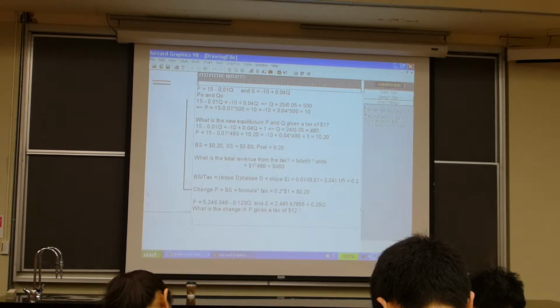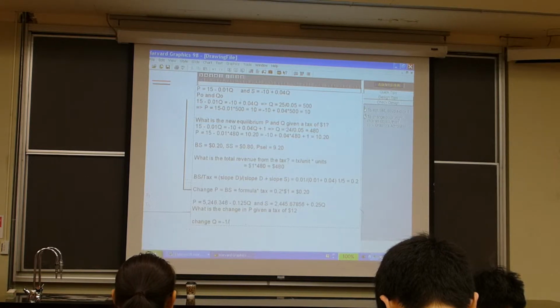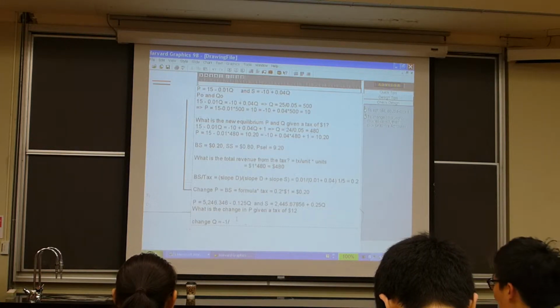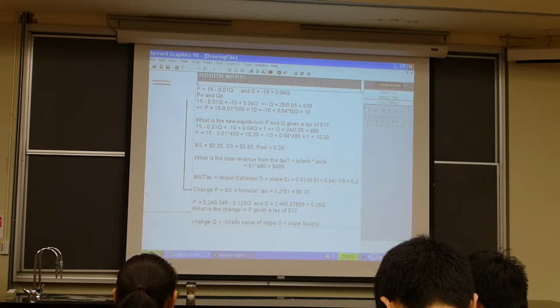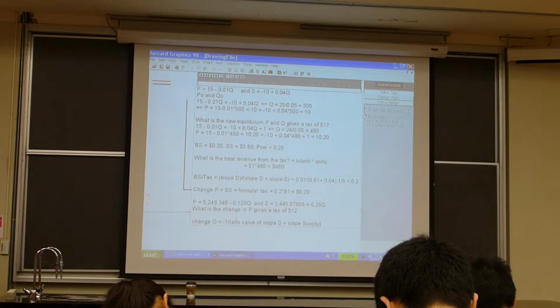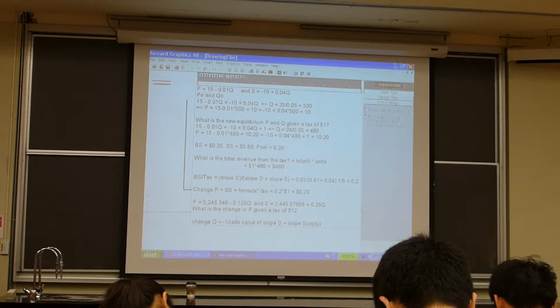When you ever do this stuff, I want you to start looking at equations and seeing what they're telling you right off the bat. The change in Q is equal to -1 divided by this business here, divided by the absolute value of slope demand plus slope supply. And in this case, it'll be -1 over 0.275 and whatever it is. That'll be fine. We don't even know what the original ones are, so it's not that interesting.